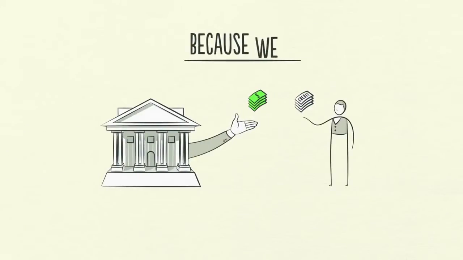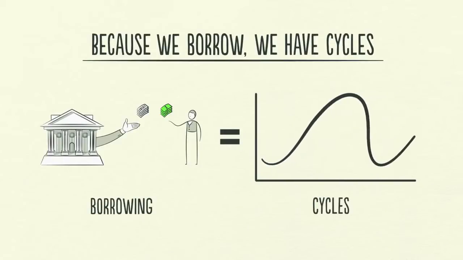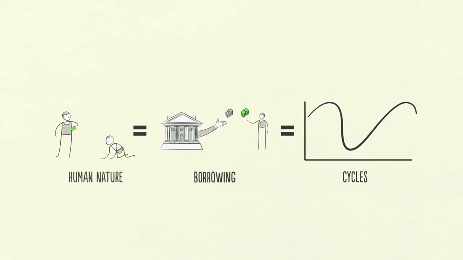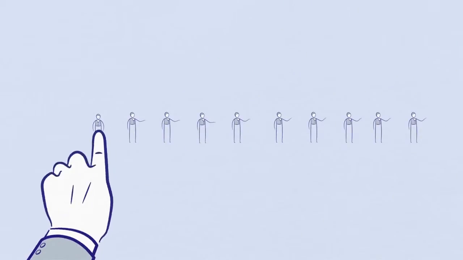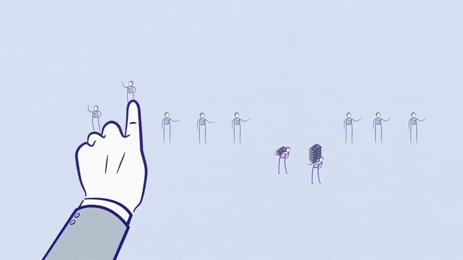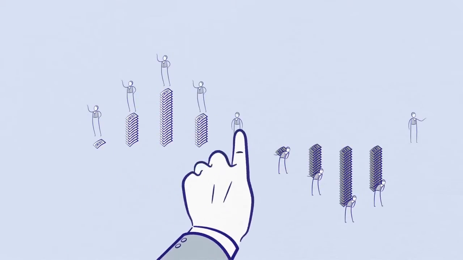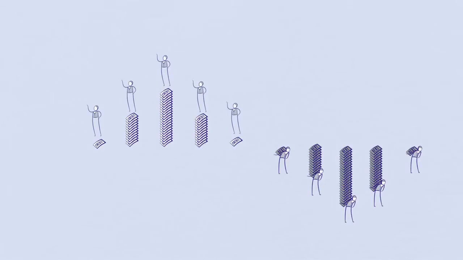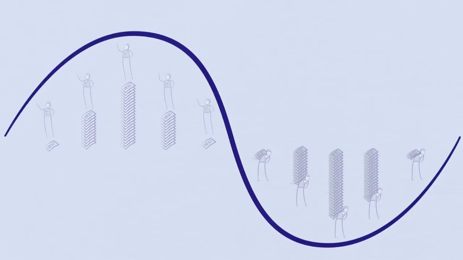But because we borrow, we have cycles. This isn't due to any laws or regulations, it's due to human nature and the way that credit works. Think of borrowing as simply a way of pulling spending forward. In order to buy something you can't afford, you need to spend more than you make. To do this, you essentially need to borrow from your future self. In doing so, you create a time in the future that you need to spend less than you make in order to pay it back. It very quickly resembles a cycle.